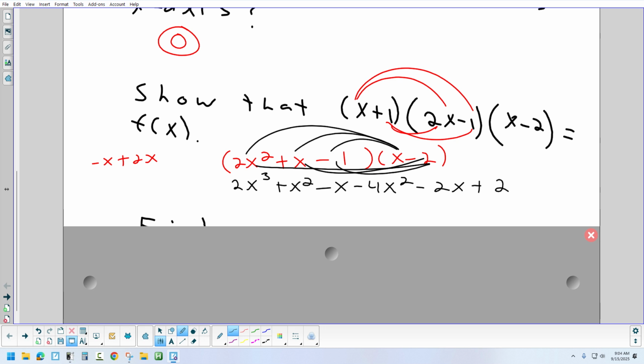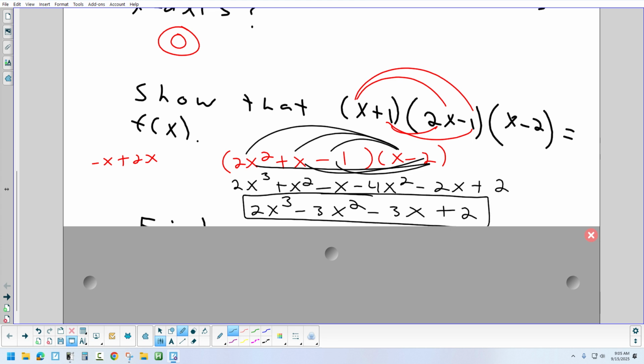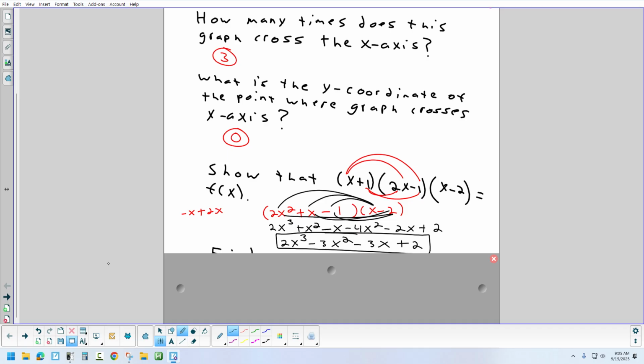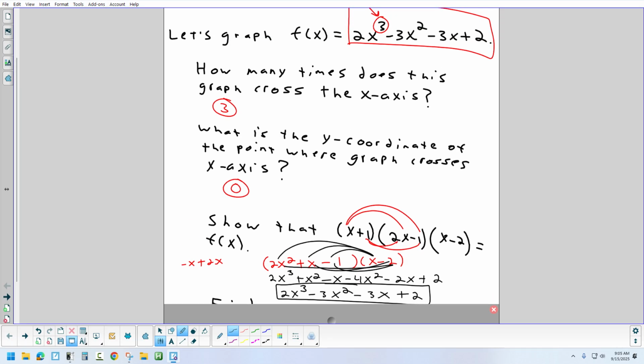Okay, let's combine our like terms, and now we're going to find out, is what I wrote down the same as what we had up above? 2x cubed. We have x squared minus 4x squared. That's minus 3x squared. -x, -2x gives us -3x. And the only thing left is a +2. So let's compare what's in that black box to what we had in the red box. How do they compare?